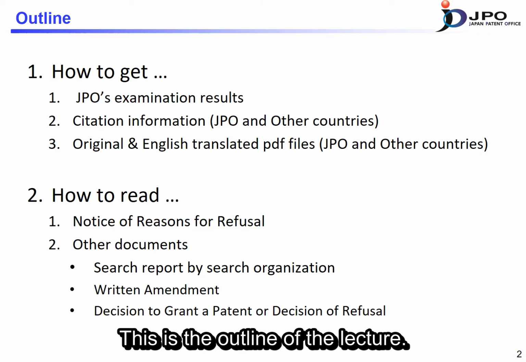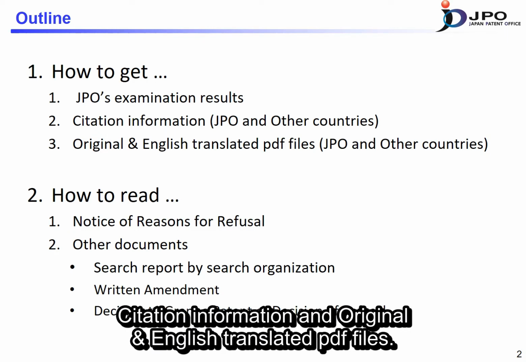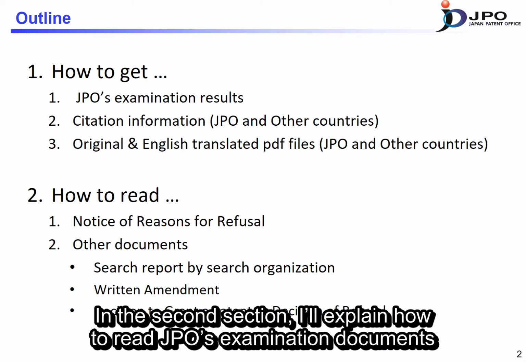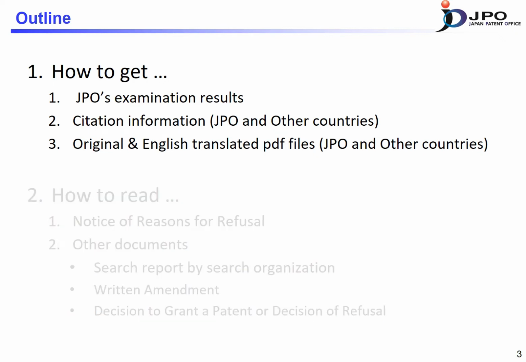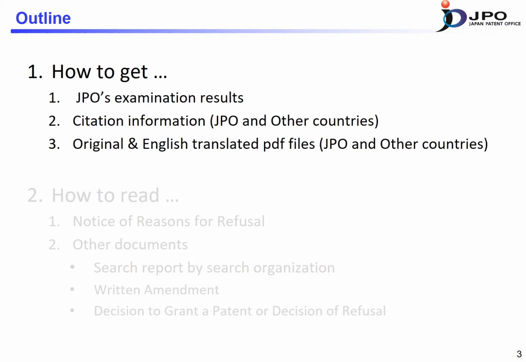This is the outline of the lecture. In the first section, I'll explain how to get JPO's examination results, citation information, and original and English translated PDF files. In the second section, I'll explain how to read JPO's examination documents, such as the notice of reasons for refusal and other documents. Okay, let's start with the first section.